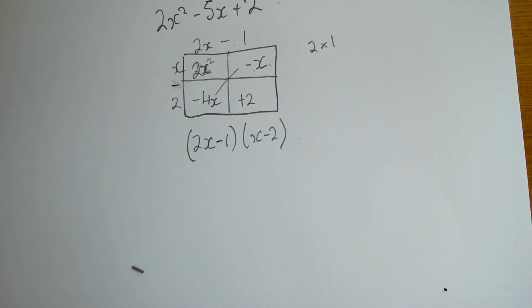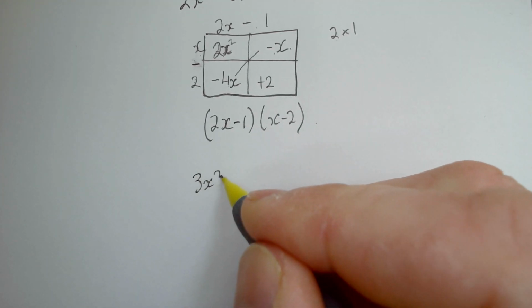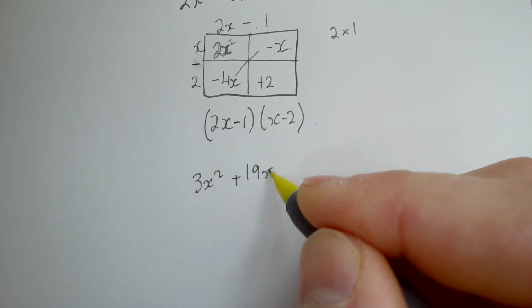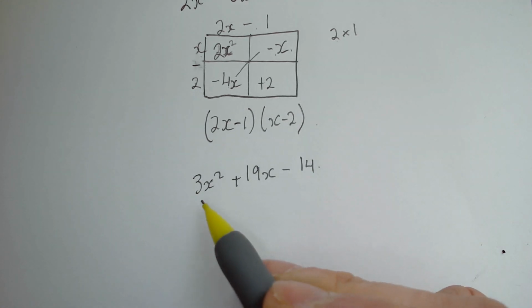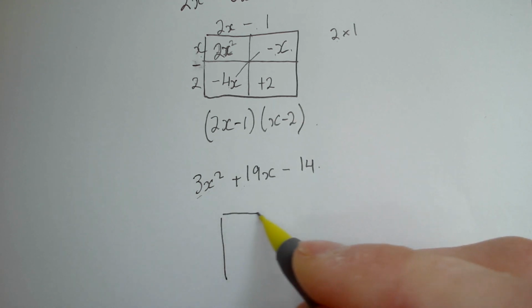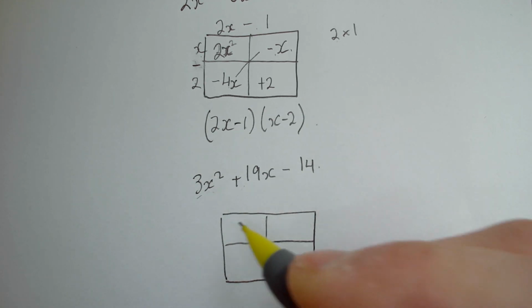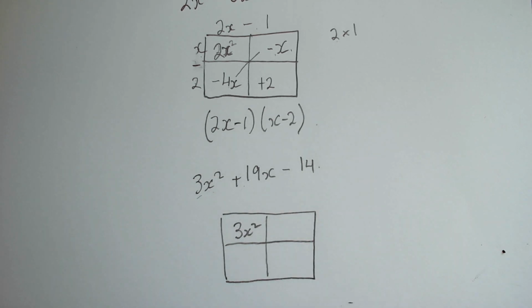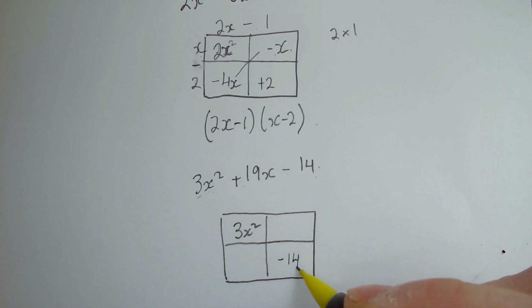So I want to do one more example in this video, and I want to look at 3x squared plus 19x minus 14. Okay, so you can see we have 3 now as our coefficient of x squared. We have a plus 19x and a minus 14 here. So lots going on, but the process hasn't changed. Okay, we draw up our grid, and we put our 3x squared into the top left, okay? And we bring the sign with us. Minus 14 is going into the bottom right, okay? And now we can start looking for our factors, all right?